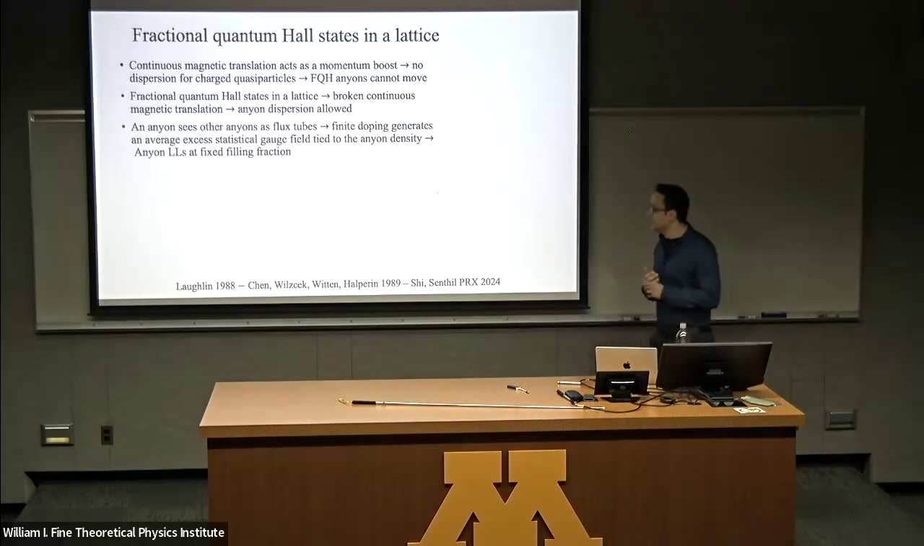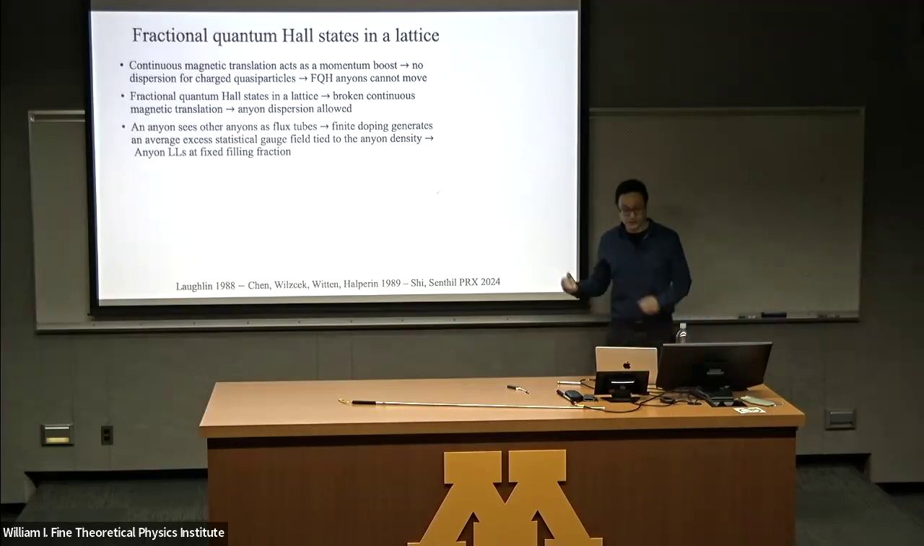instability. And the idea is the following: anyons can never really form a gas because they always interact with each other through statistical Chern-Simons gauge fields, which mediate very long-range interactions. But one way to think about these interactions is that each anyon sees each other anyon as a flux tube. So if I'm at a finite doping, this excess statistical gauge flux means that the anyons are living in Landau levels of their own statistical gauge field.